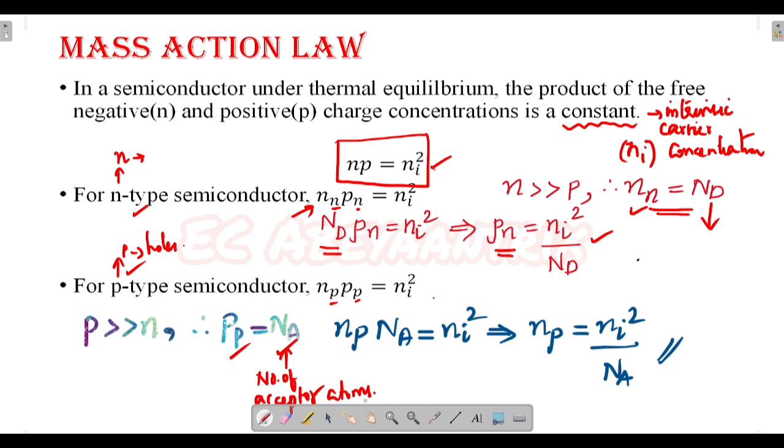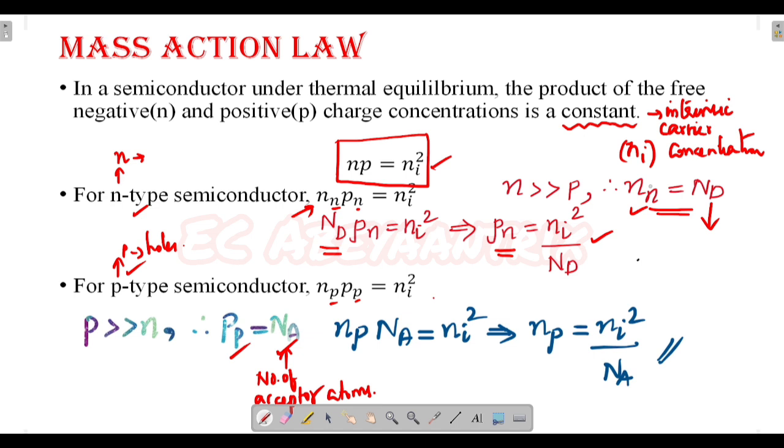If one trivalent impurity is added to a silicon or germanium crystal, any semiconductor crystal, it will create one hole. So the number of acceptor atoms, or the number of trivalent atoms added, will obviously be equal to the number of holes. So we can rewrite Pp as Na.